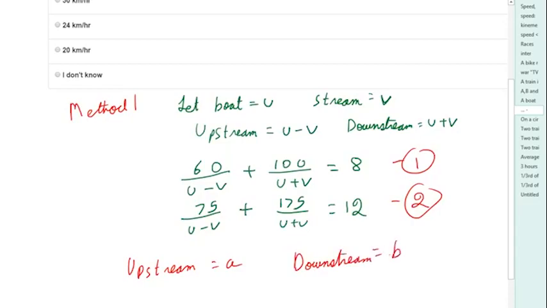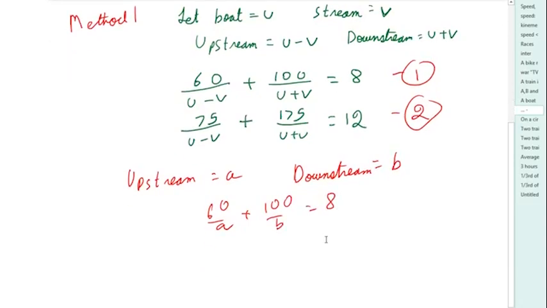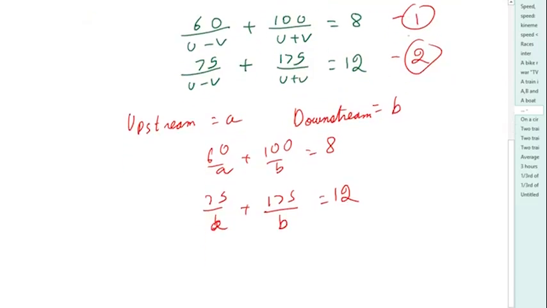Then it doesn't make much of a difference, but the equation becomes simpler to solve. They become 60/A + 100/B = 8, and 75/A + 175/B = 12. And then when you get A and B, you can substitute A as u minus v and B as u plus v and solve to get the answers.